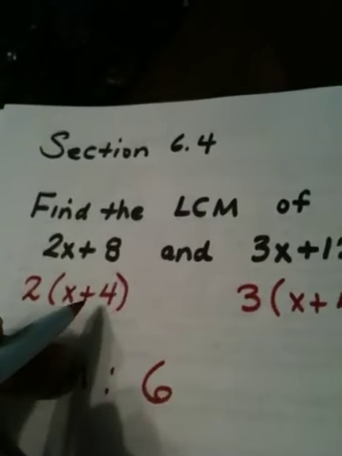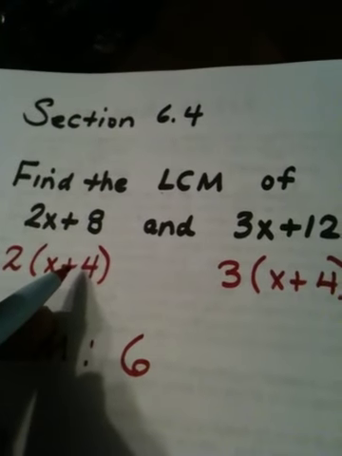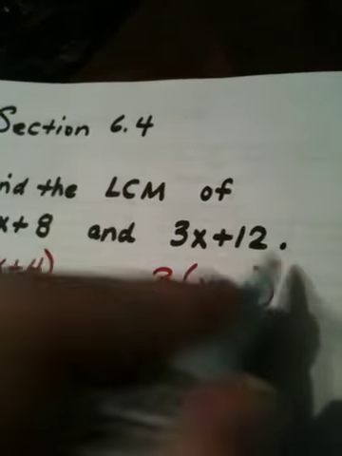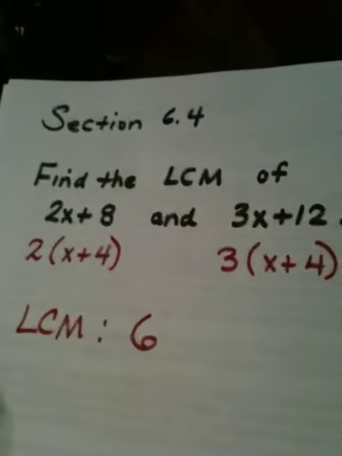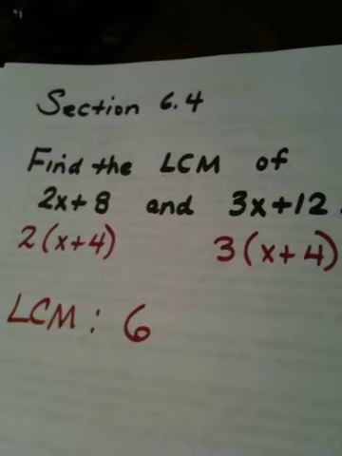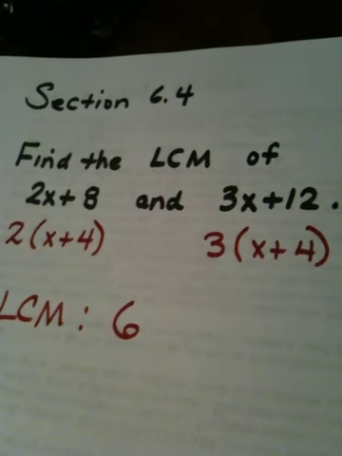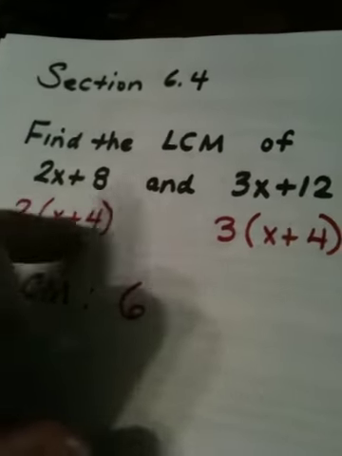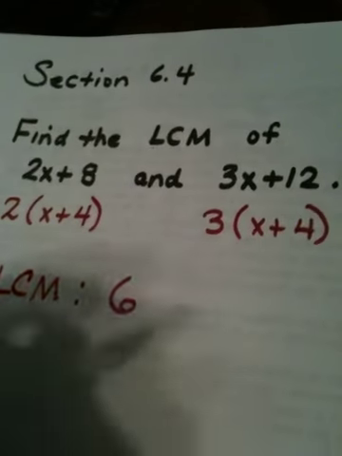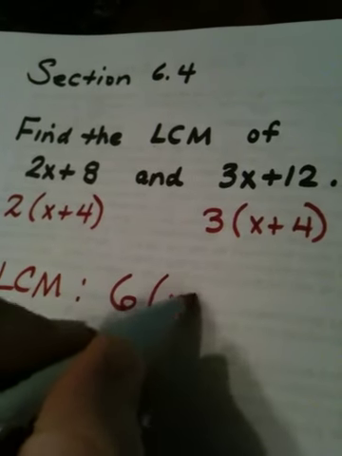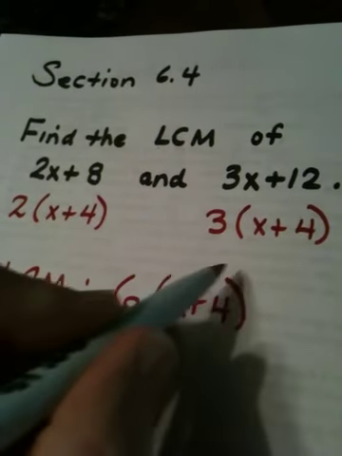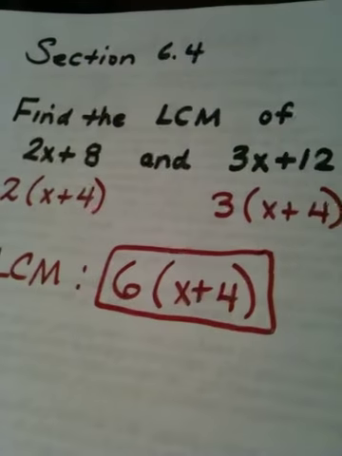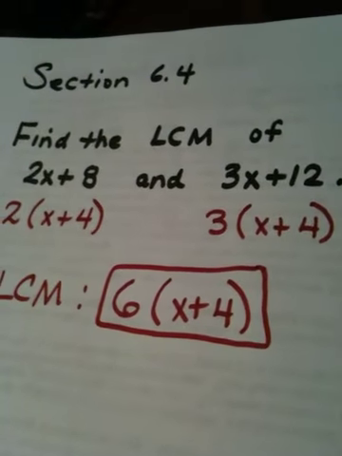Now, when it comes to algebraic expressions, x plus 4 here is raised to the first power, x plus 4 here is raised to the first power. You're going to put in the LCM the greatest number of the highest power you see it to in any single factorization. And in this case, the highest power is just 1. So my LCM would be 6 times the quantity x plus 4.